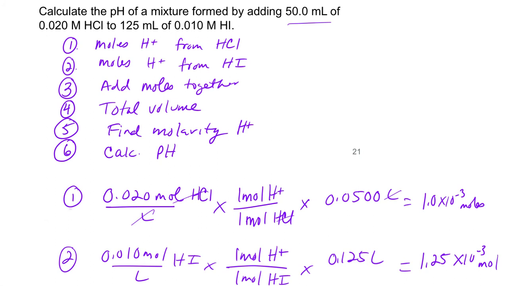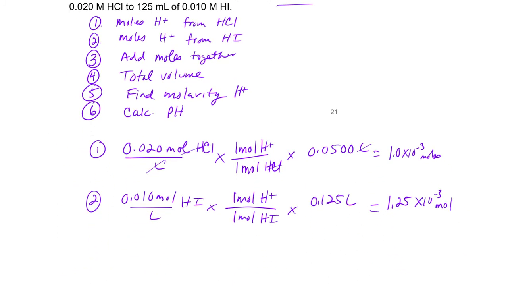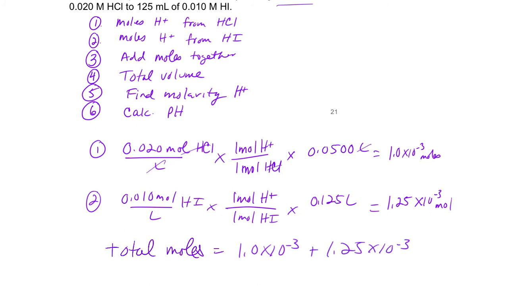So I said we can just add up these moles. We're just making H plus. We want to calculate the total concentration of H plus in solution, so we can add these up. And we end up with 2.25 times 10 to the minus 3 moles.